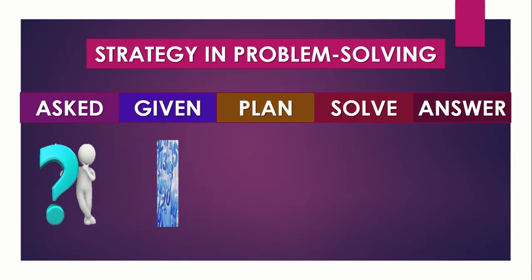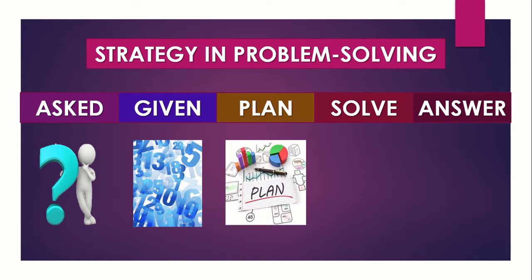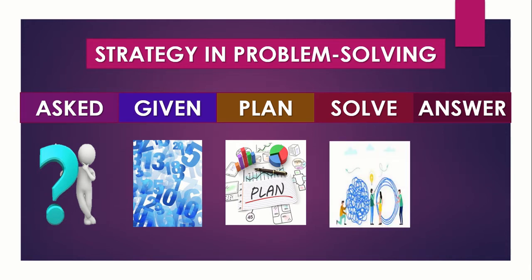What is given? Look for any given values in the problem. Plan. Devise a plan based on what is asked and what is given. In this stage, determine the properties to be used to make your answers valid. Since this is problem solving involving polygons, if you need an illustration, go ahead and make one. Solve. In this stage, perform the plan. And lastly, answer. State your answer.